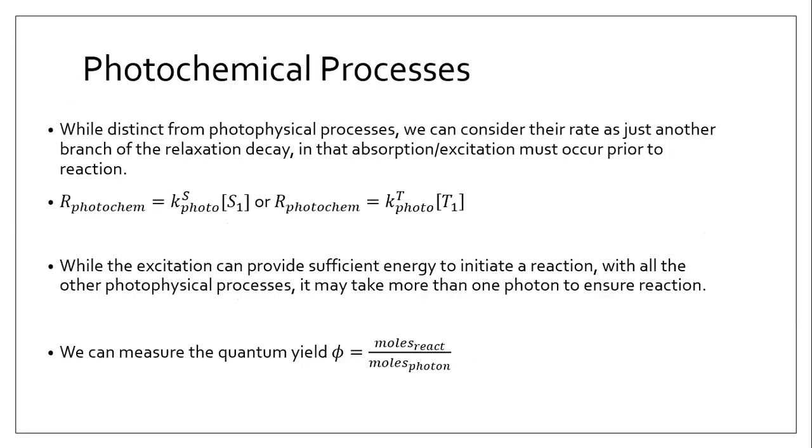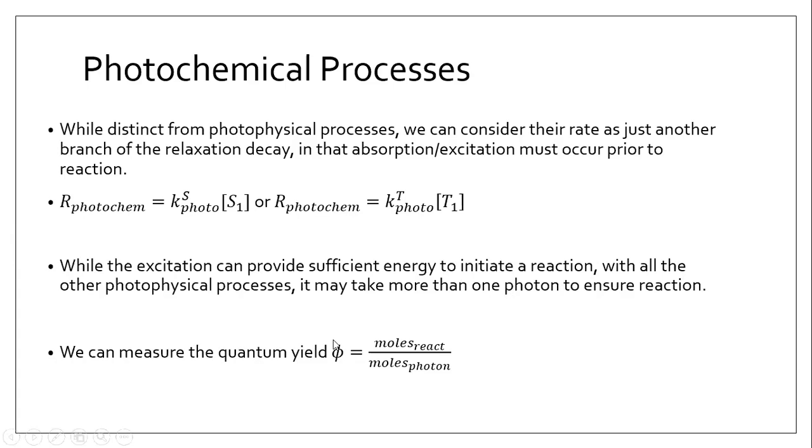Now, photochemical processes are distinct from photophysical in that we have to consider their rate as just another branch of a relaxation decay. The absorption excitation must occur prior to the reaction. So we have the rate of the photochemical process from S1, and essentially the photochemical rate from T1. So this excitation can provide sufficient energy to initiate a reaction. With all the other photophysical processes, it may take more than just one photon to ensure a reaction.